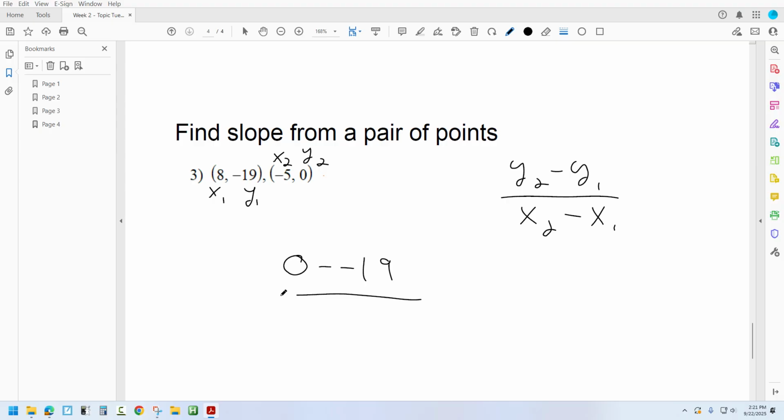What are we going to plug in for X2? Negative 5 minus 8. And as we just said, that minus a minus turns into addition, so we get 19 on the top. And what about negative 5 minus 8? Negative 13. Can you reduce the fraction 19 over negative 13? No, that doesn't reduce.